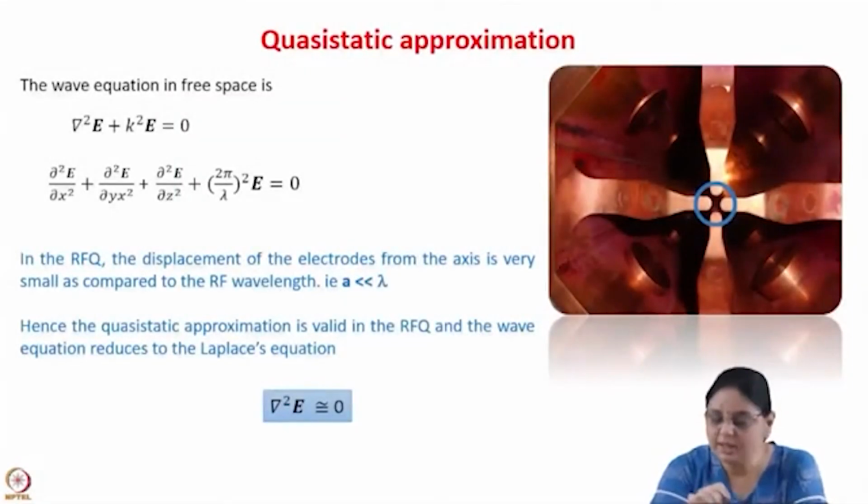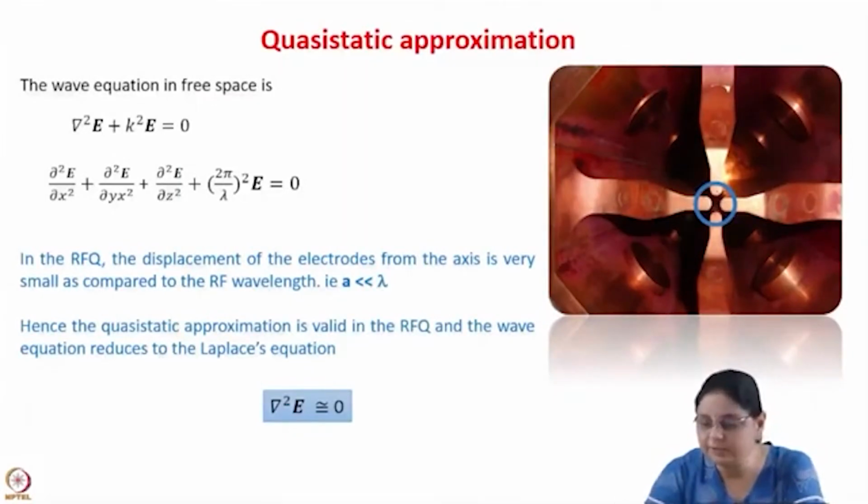Now let's see the RFQ. Let's calculate the fields in the RFQ in the region where the beam is there. So the beam is in this very small region of the RFQ. So this is the beam aperture. The beam passes through this region.